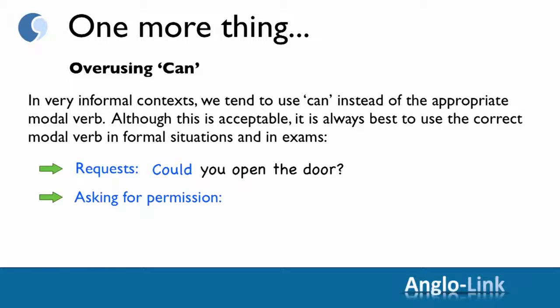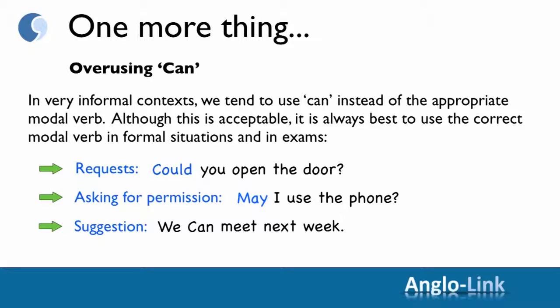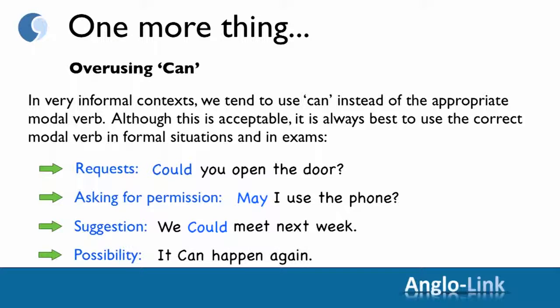Asking for permission. Once again, in an informal, friendly context, you may hear, can I use the phone? But the correct modal here is may. May I use the phone? To make a suggestion, you might hear, we can meet next week. But as you have seen, the correct modal here is could. We could meet next week. And finally, for a possibility in the present or the future, it can happen again. But as we've just seen, the better modals are it may happen again, strong possibility, or it might or could happen again.